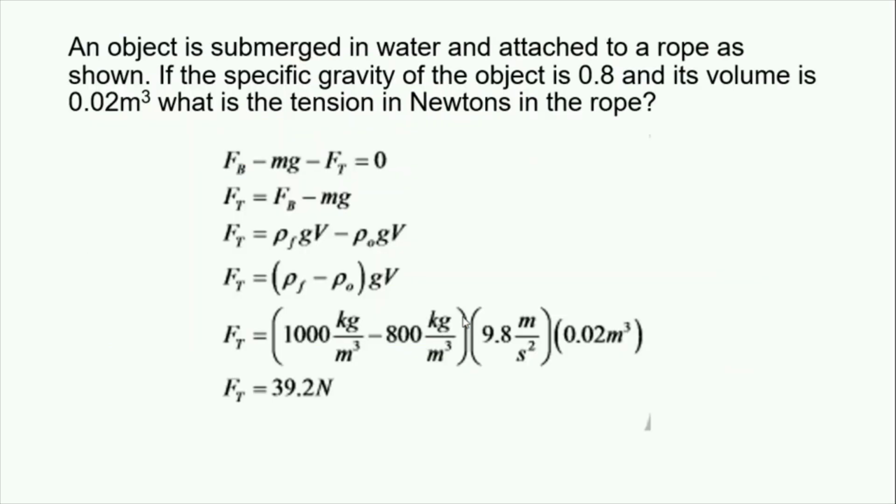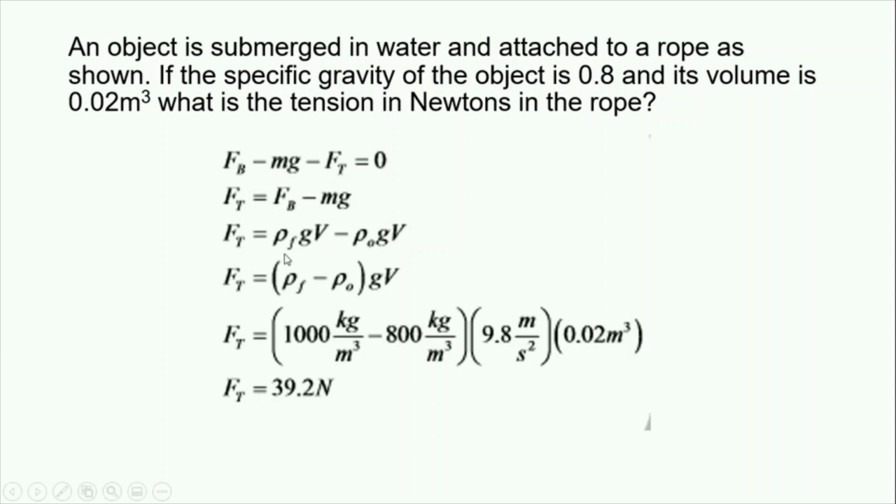Okay, so on this one, my overall net force has to be zero. So I've got force of tension, force of buoyancy, and force of gravity. What I did to start: force of buoyancy, which is my only upward force, minus force of gravity, which is pulling me down, minus force of tension, which is also pulling this object down, has to equal zero. And then it asked me to solve for force of tension. So I rearranged the equation to solve for it.